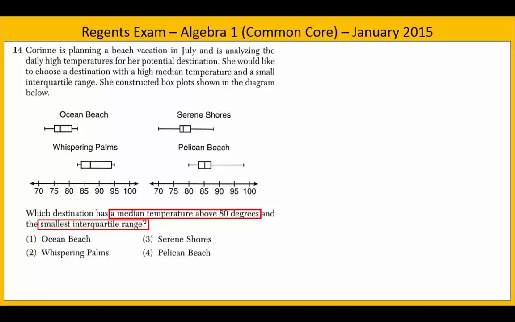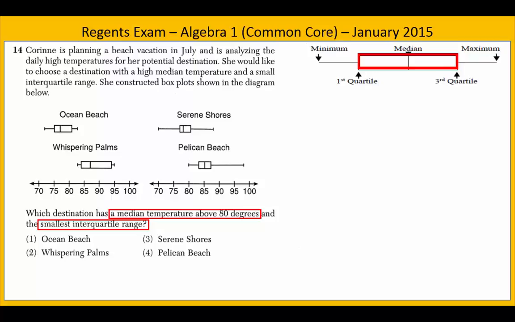Let's remember what these mean. First of all, in the box plot, the median is given by the line in the middle of the box. The width of the box is the interquartile range. The wider the box, the more variation in the temperature, and the narrower the box, the less variation in the temperature. Now let's examine each of her criteria. First, she wants a median temperature above 80 degrees. Let's take a look at each of the choices.